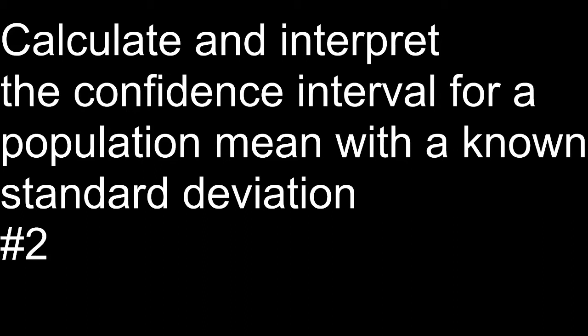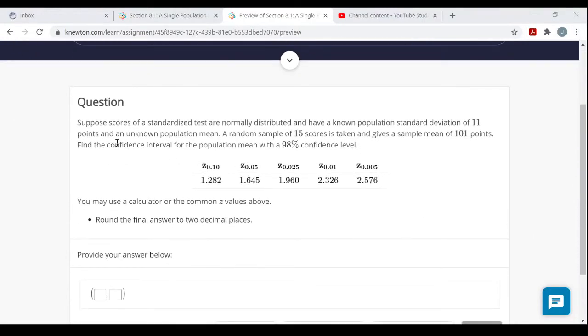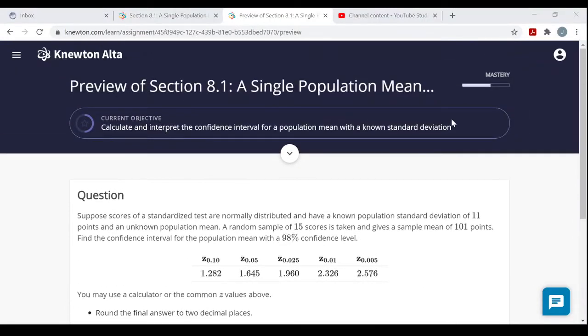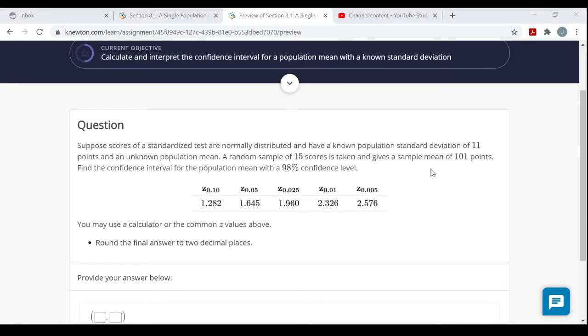Alright, so I've done a video on a problem like this before, so I might go through this one a little more quickly and go straight to formulas and how we find confidence intervals. All right, so let's get to it. If you're unfamiliar with the objective, please click on more instruction and read the notes they have, watch the videos, read the examples. Maybe that'll help you out.